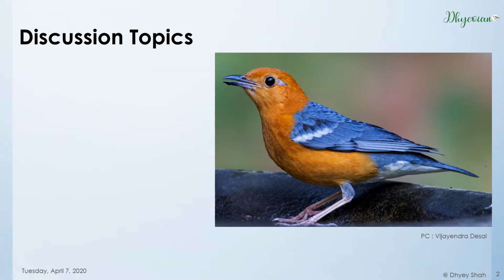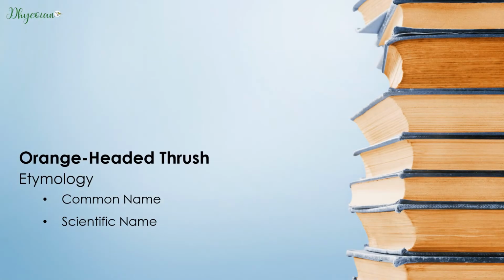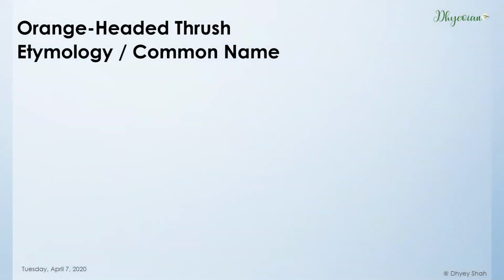Before starting the video, I will tell you the discussion topics that we are going to cover in this. First, etymology. Second, basic information. Third, subspecies. Let's start. In etymology, I will tell you the reason of the bird's name in the English name and the Latin name. Let's start with the common name or the English name.